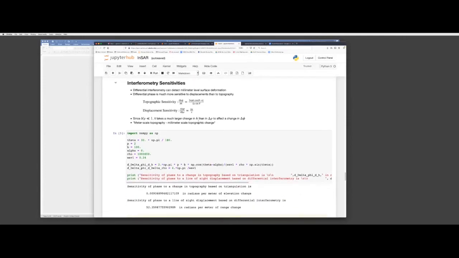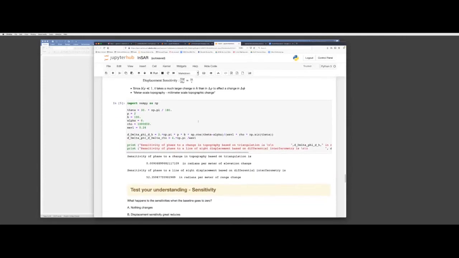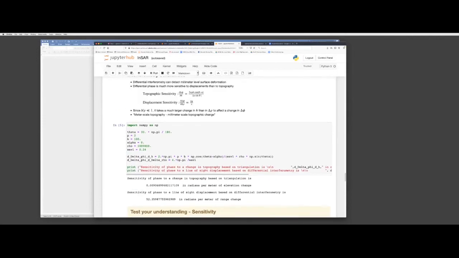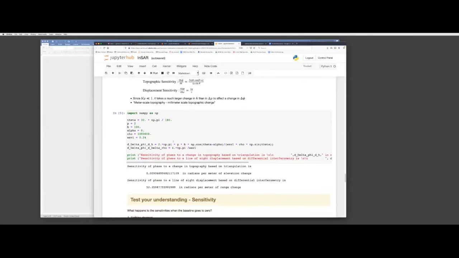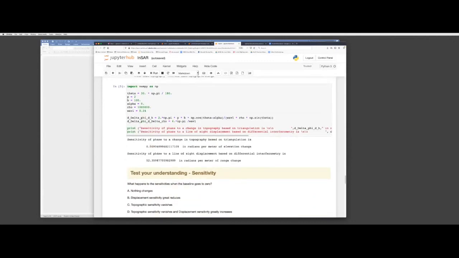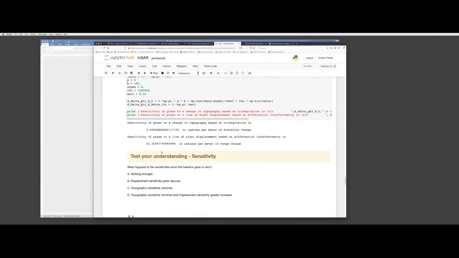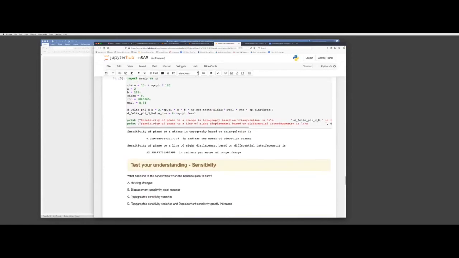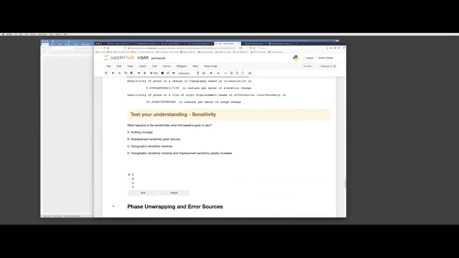Okay, so there's a little exercise here. I did have time to put in one calculation, which basically implements these formulas for you, and you can calculate d delta phi d height and d delta phi d rho, and get the numbers here. Sorry, I didn't round them properly for you. And you can use that to answer this question on sensitivity.